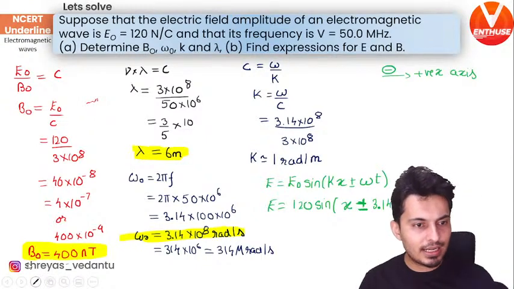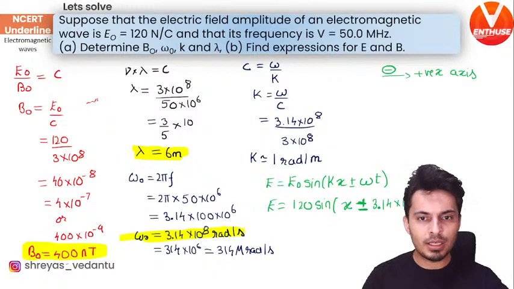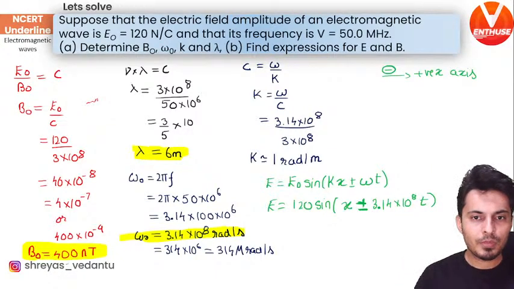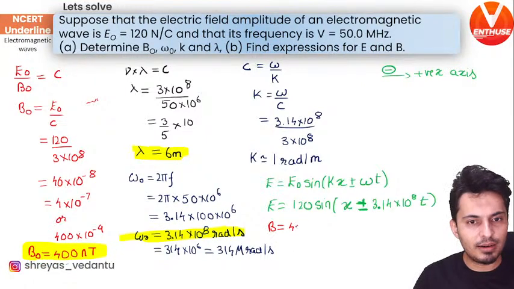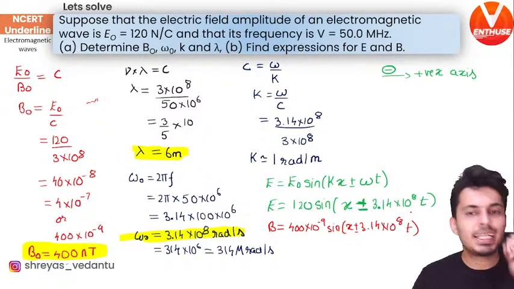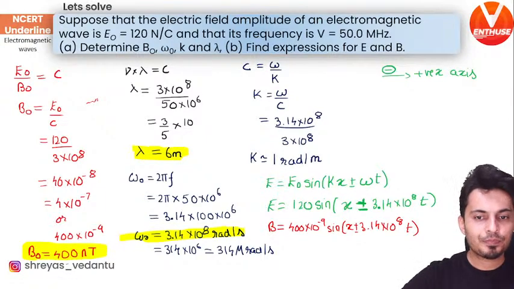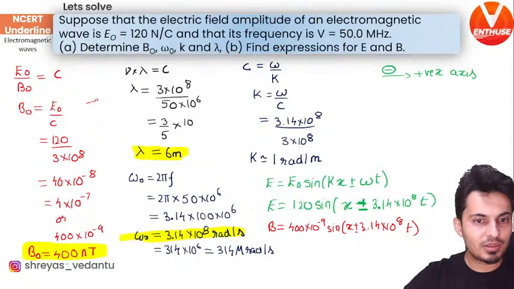So having said that, last thing, similarly, you can get the value of B as well. Let me just move myself a little bit. B will be B naught, B naught is 400 into 10 to the power minus 9, and same thing, sine x plus or minus 3.14 into 10 to the power 8 t. That is the answer. Is that understood? Did you guys get how to solve the question?